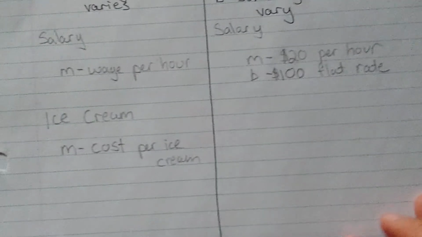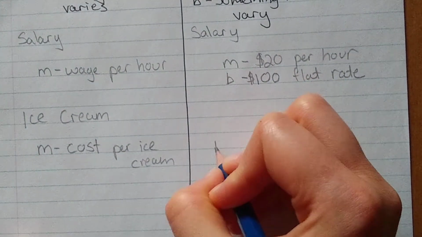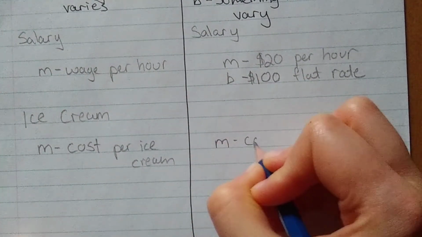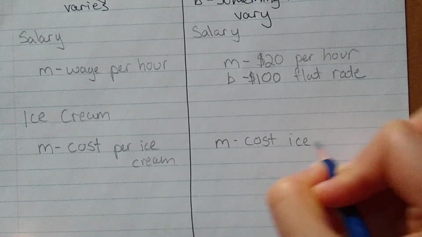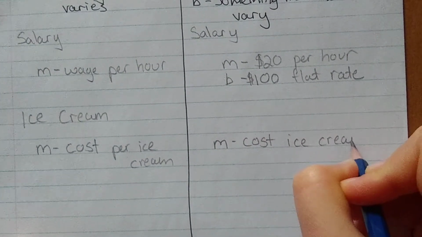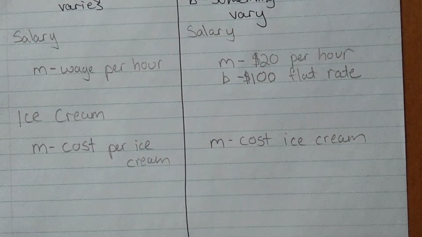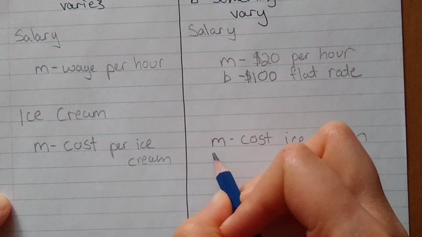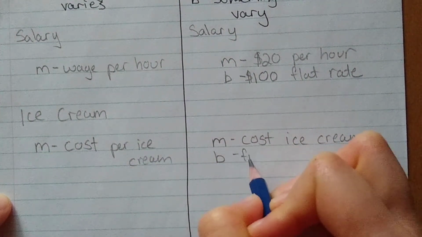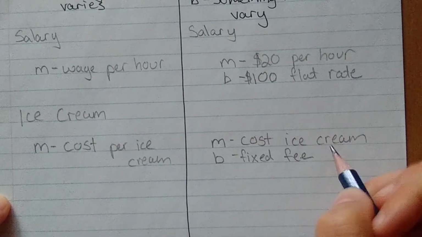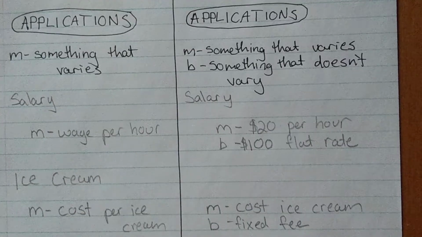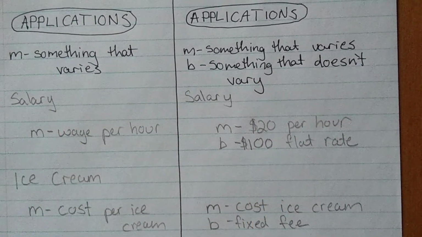Now, let's say you go to a different store. You're still going to have your cost per ice cream. But let's say because there's a lot of you, they also charge a party fee for you to sort of book the place to have your ice cream. So that would be your fixed rate, and that doesn't change. Something that doesn't vary or doesn't change.